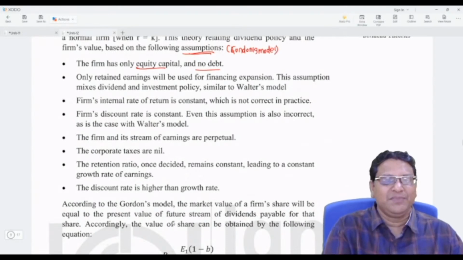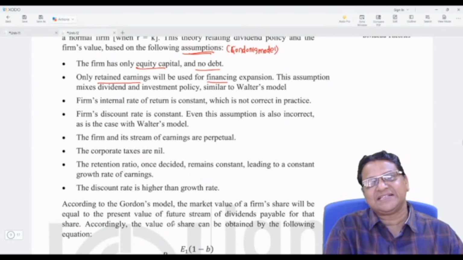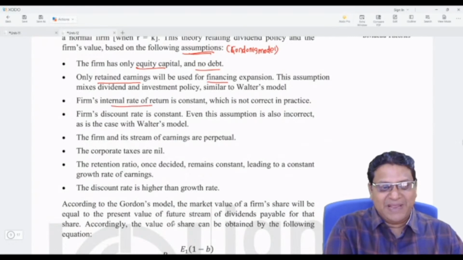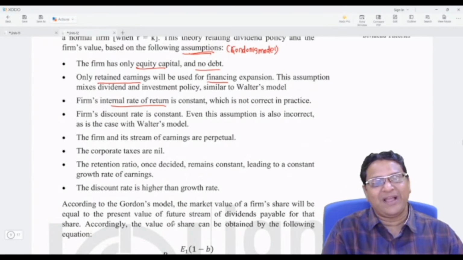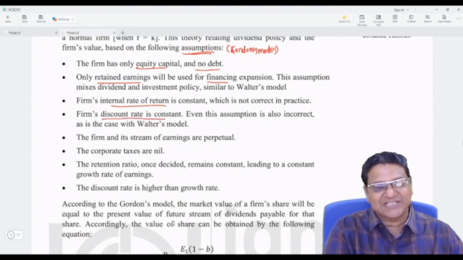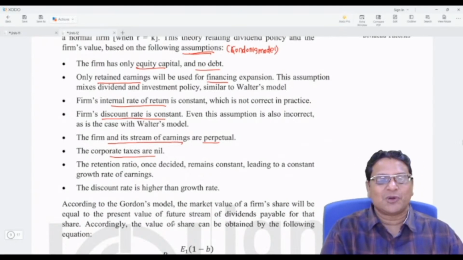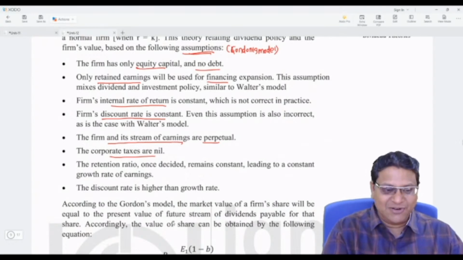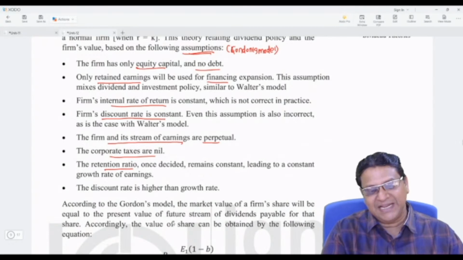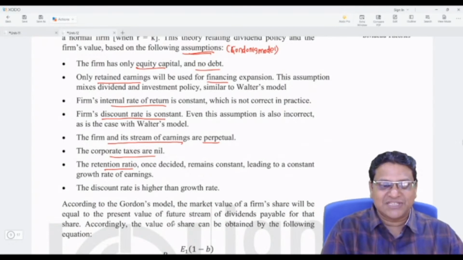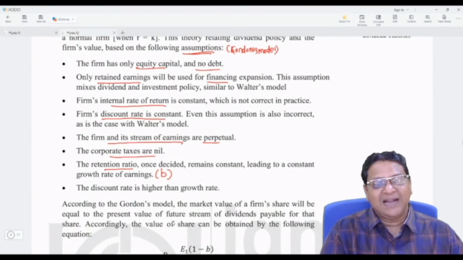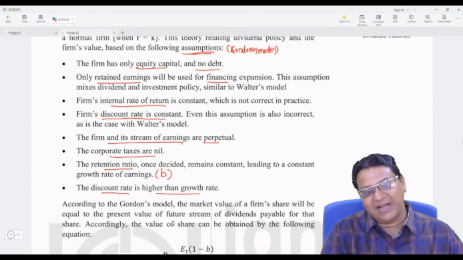First assumption: the firm uses only equity capital and only retained earnings for financing activity, and R, the internal rate of return, remains constant. The discount rate is constant, and the firm and its earning potential are perpetual. Corporate tax does not exist, or if it exists, it is nil. The retention ratio, once decided, remains constant. The retention ratio is represented as B, and the discount rate is greater than the growth rate.